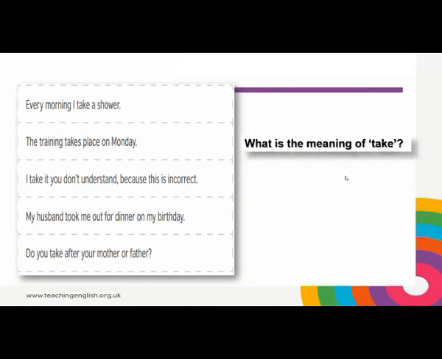Okay, the second sentence. I think happens. Yeah, to take place. Okay. Who's speaking? Miss Wallet. Okay, Miss Wallet. Yes, happen, or happens. The training happens on Monday. Takes place on Monday. Thank you, Miss Wallet. Okay, another one.